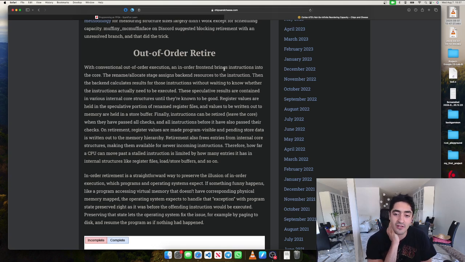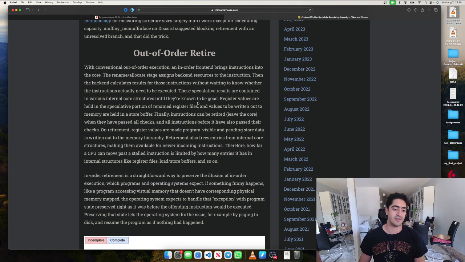These speculative results are contained in various internal core structures until they are known to be good. Register values are held in the speculative portion of renamed register files, and values to be written out to memory are held in a store buffer. Finally, instructions can be retired. They leave the core when they have passed all checks, and all instructions before them have passed their checks. On retirement, register values are made program visible and pending store data is written out to the memory hierarchy. Retirement also frees entries from internal core structures, making them available for newer incoming instructions.